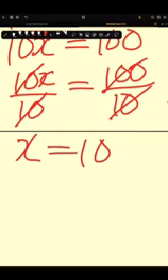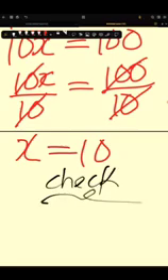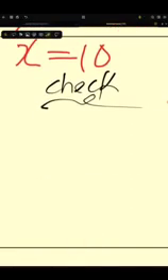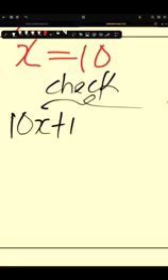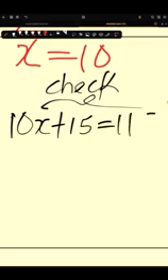And how do we do that? Check. So we apply the x is equals to 10 gotten here to the original question in order to confirm whether our answer is actually right or not. And what's the original question? The original question is 10x plus 15 is equals to 115. And we have gotten our x as 10.